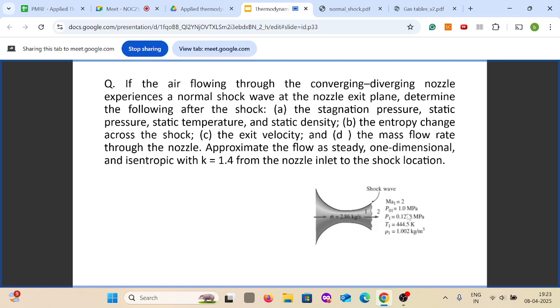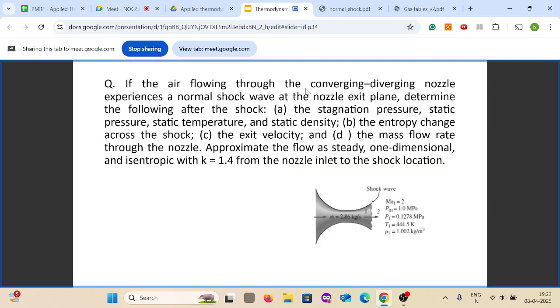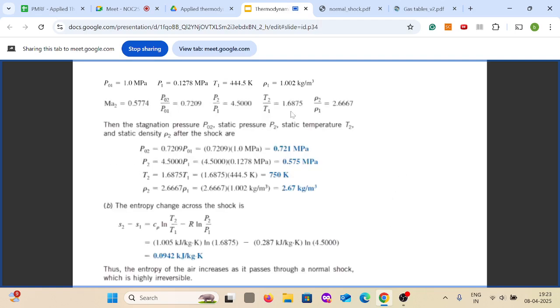So inlet conditions are given, properties are given here. We need to find out the exit. So again, going back to the shock table, we have to find out. So P01 is 1 megapascal, P1 is 0.1278 megapascal, and T1 is 444.5 Kelvin, and rho 1 is 1.002 kg per meter cube. This all is given from the question. So we need to find out the downstream conditions.